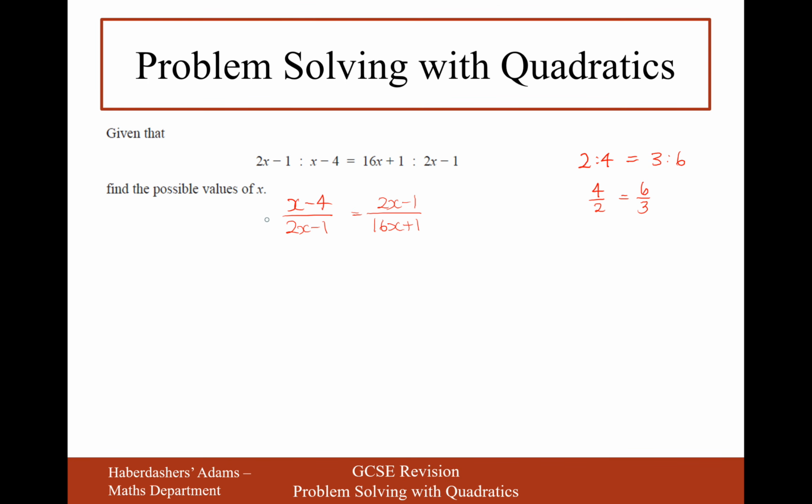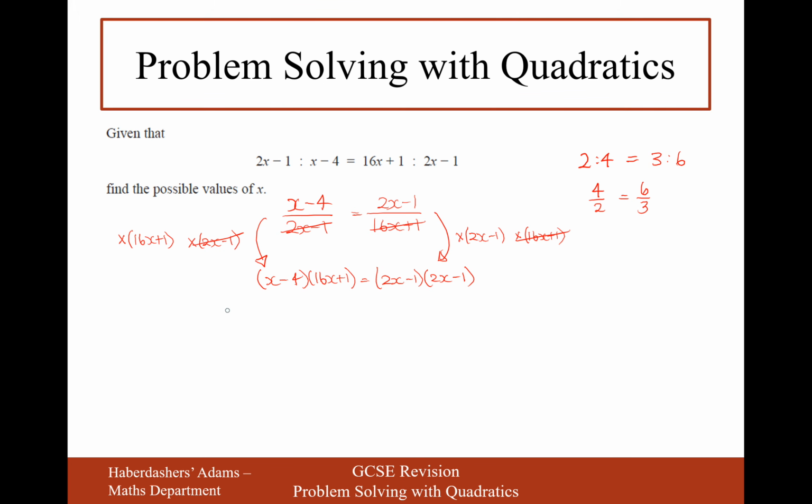Okay, so now I need to do a bit of multiplying. So the first thing I'll do is multiply by 2x minus 1 on both sides. And I'll also multiply by 16x plus 1 on both sides as well. And that will get rid of my fractions on both sides. So on the left hand side, the 2x minus 1 will cancel out with this 2x minus 1, but I'll also have this 16x plus 1. On the right hand side, the 16x plus 1 will cancel out with what I'm multiplying by, but I'll also have 2x minus 1. So 2x minus 1, 2x minus 1.